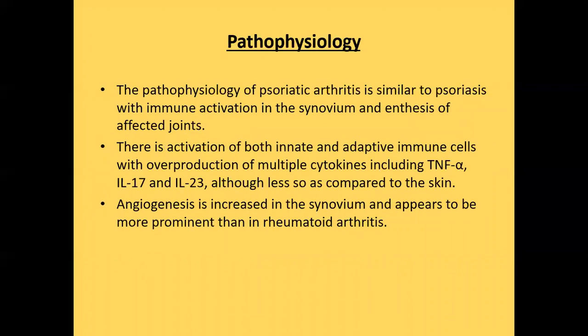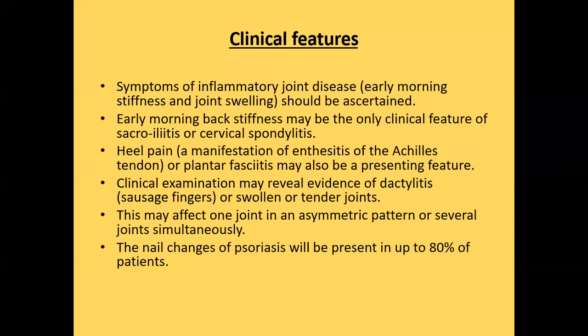The pathophysiology is similar to that of psoriasis, with immune activation in the synovium and enthesis of the joints. There is an increase in cytokines, tumor necrosis factor alpha, and interleukin 17 and 23, but less so as compared to the skin. Angiogenesis is seen more in psoriatic arthritis than in rheumatoid arthritis.